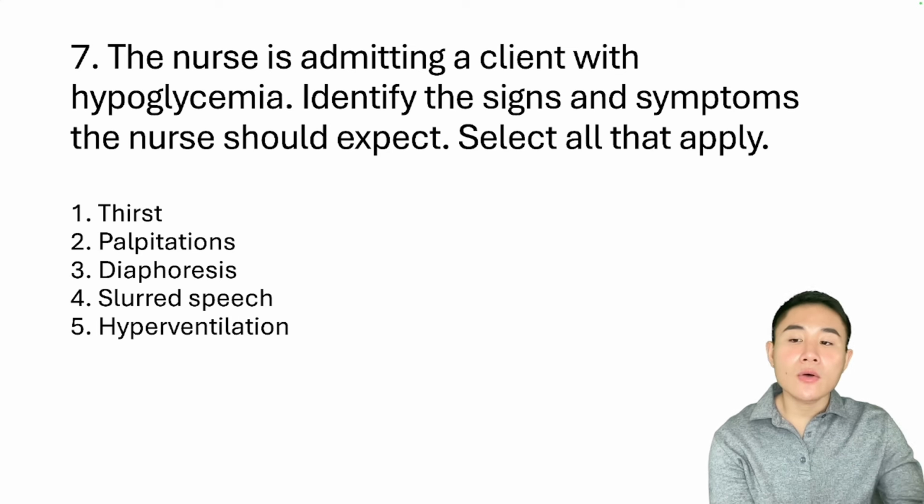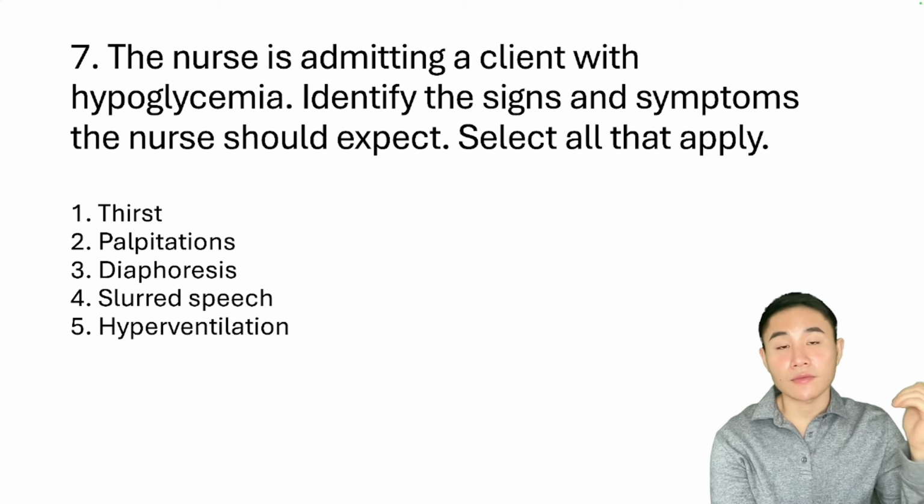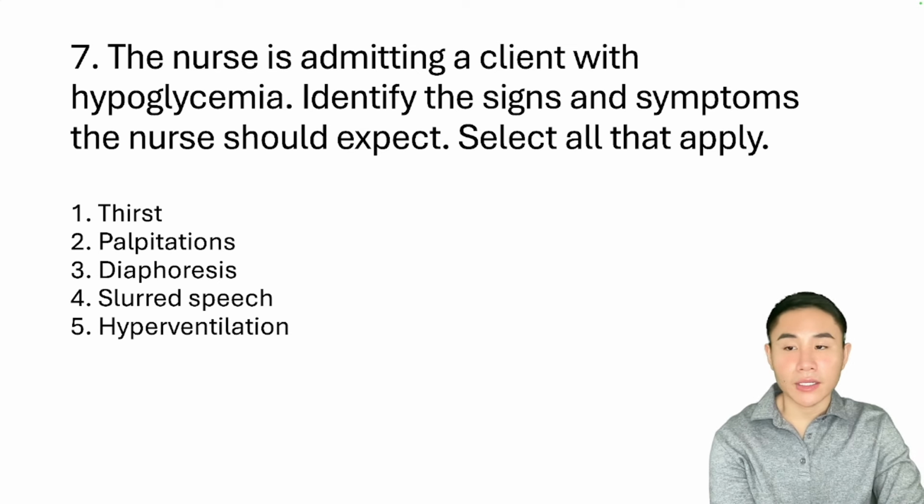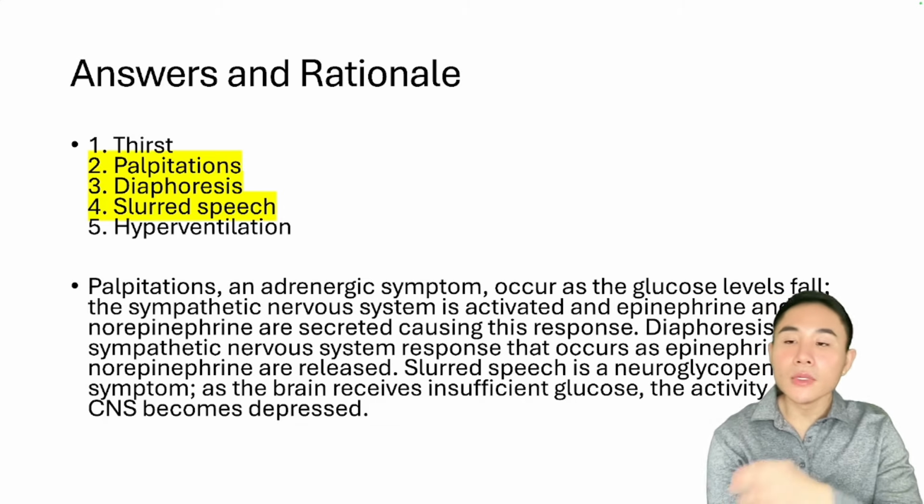Hyperventilation. No, hyperventilation usually occurs in patients with high blood sugar levels, maybe in DKA or something like that, where they need to blow off the excess acid or excess CO2, and therefore they're hyperventilating. So 2, 3, and 4 are correct. Yes. Rationale.